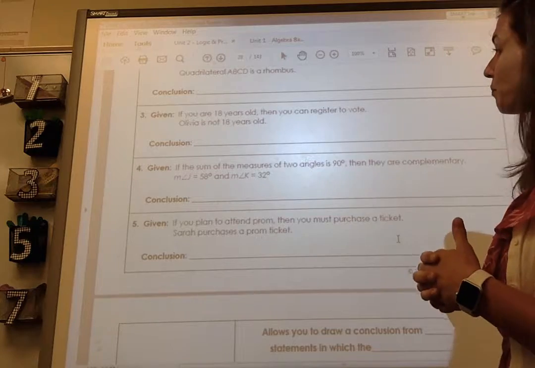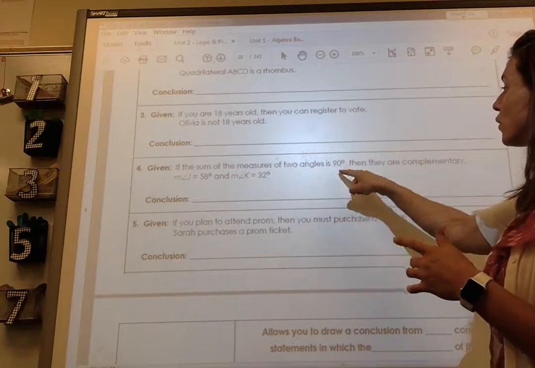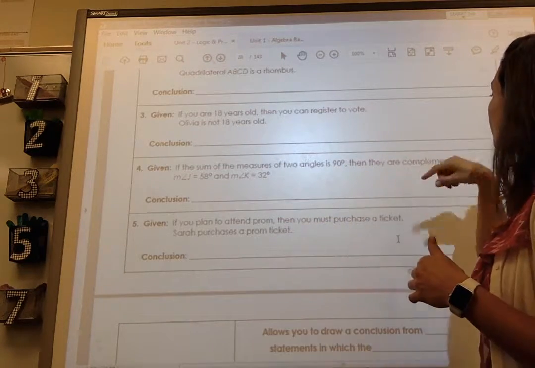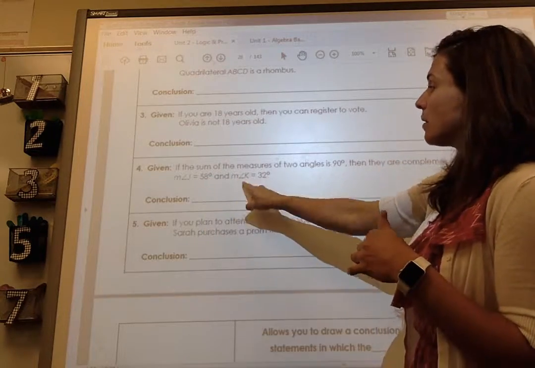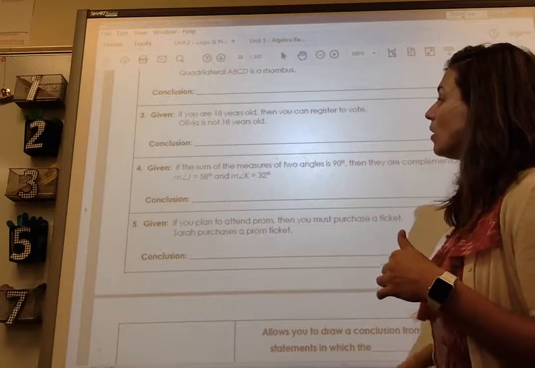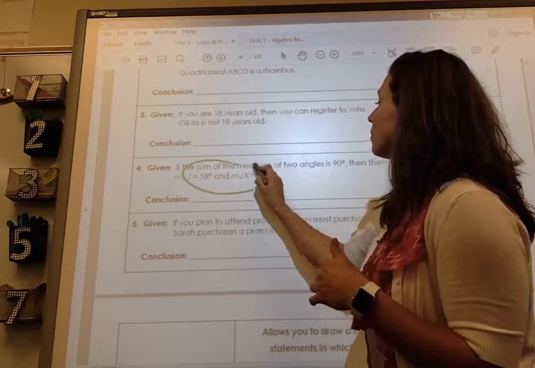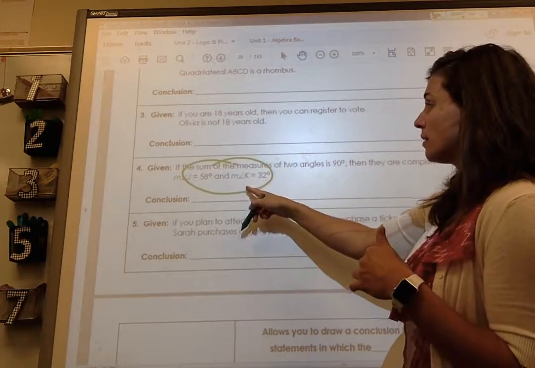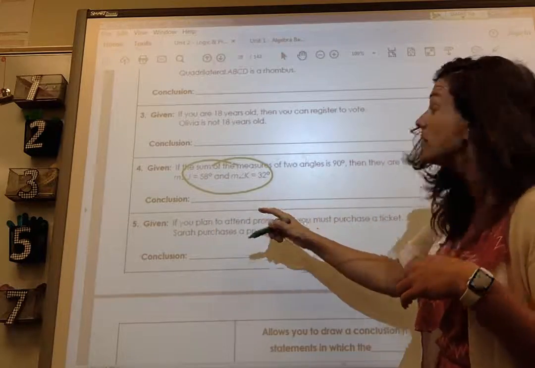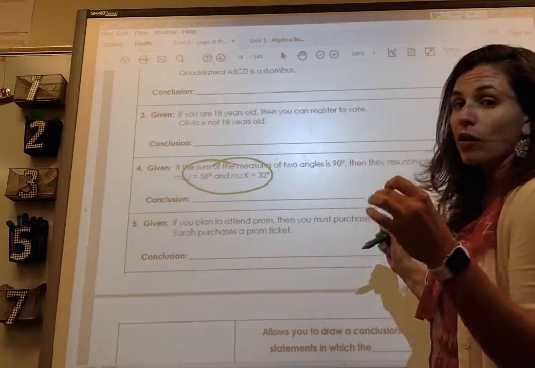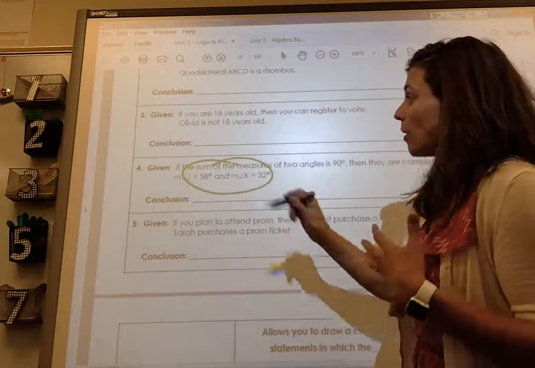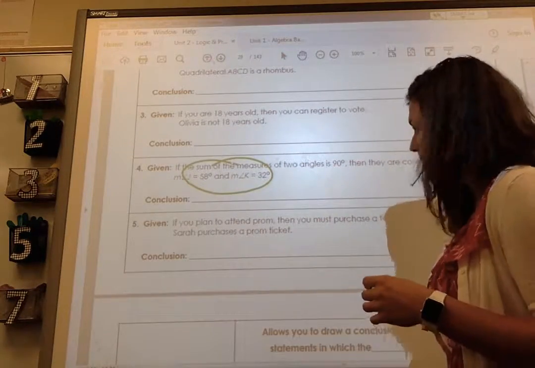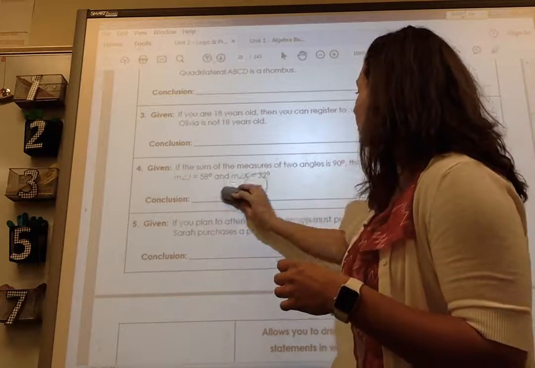Okay, next one. If the sum of the measures of two angles is 90, then they are complementary. The measure of angle J is 58 degrees, and the measure of angle K is 32 degrees. So if their sum is 90 degrees, their sum is 90 degrees, now I can say they are complementary. So my conclusion is they are complementary angles. All right, let's look at our next one, number 5.